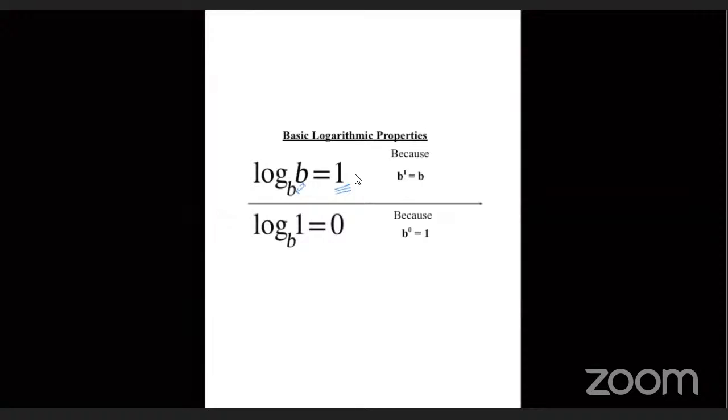Now think of this again exponentially, log base b, and there's a 1 inside. The only way I can get a 1 there is to raise what is the base to the 0. So again, think exponentially, b raised to the 0 would give me 1. So if there's a 1 inside, automatically that's going to equal 0.